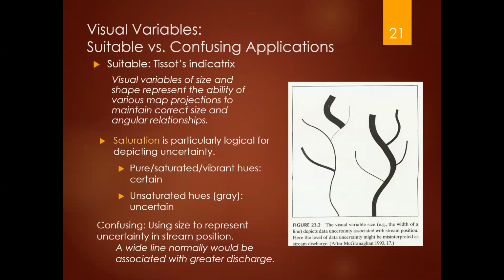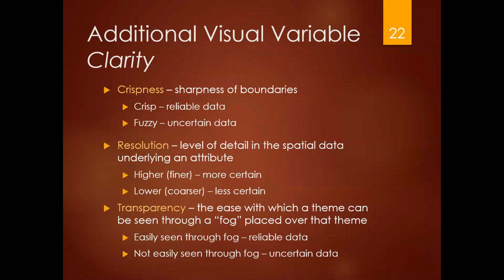That's natural, right? But it's a pretty bad idea if you use the width of each linear feature to represent uncertainty, because that will be against people's first impression and will be confusing. So do not do this. Do not use width to represent uncertainty, okay? Because it's against people's natural feeling. And there are other variables that can be used to clarify uncertainty effectively.